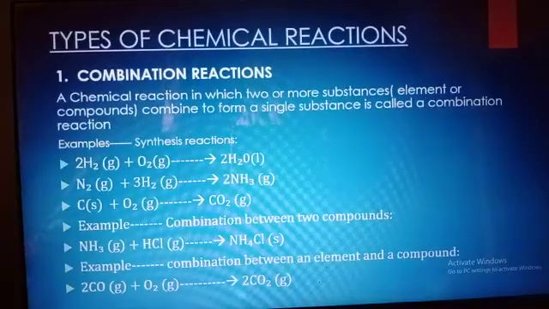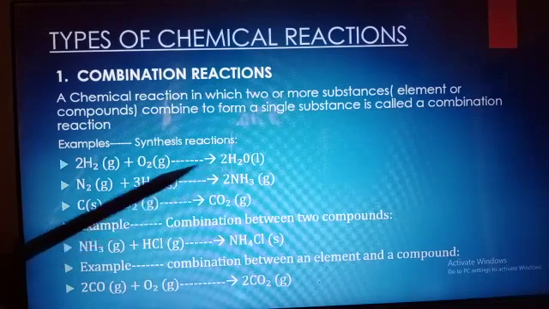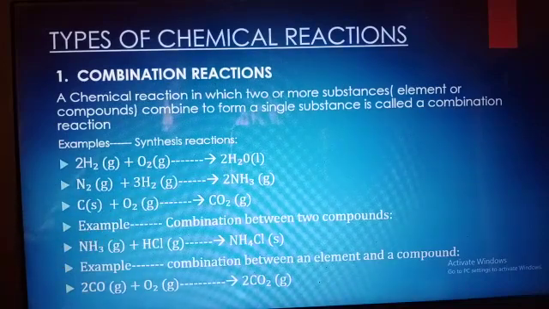So let us go through the types of chemical reactions. The very first one is a combination reaction. A combination reaction is a reaction in which two or more substances combine to form a single substance, or you can say a pure element combines with a pure element in order to become a compound in a fixed ratio.